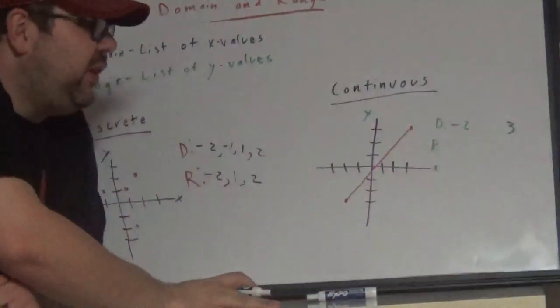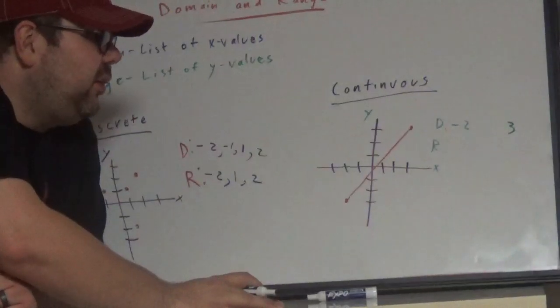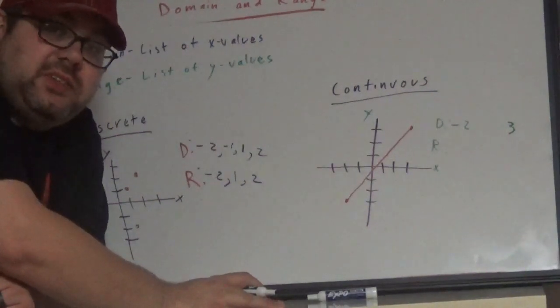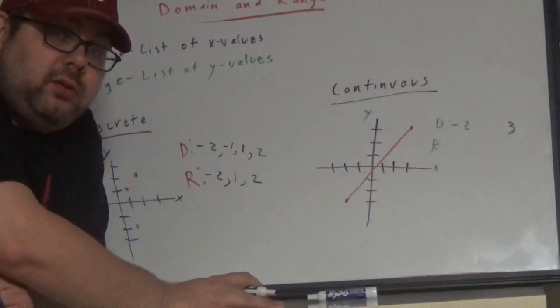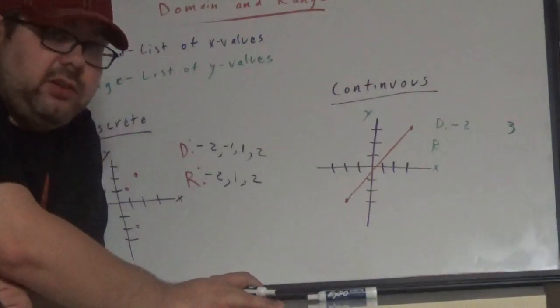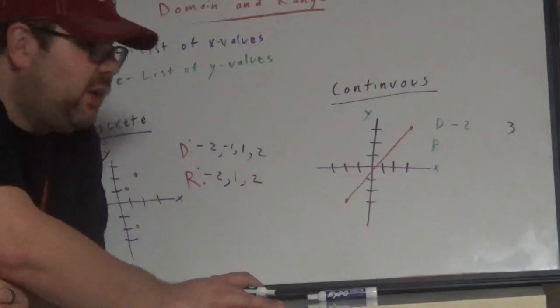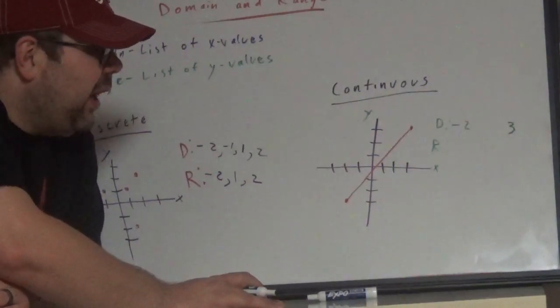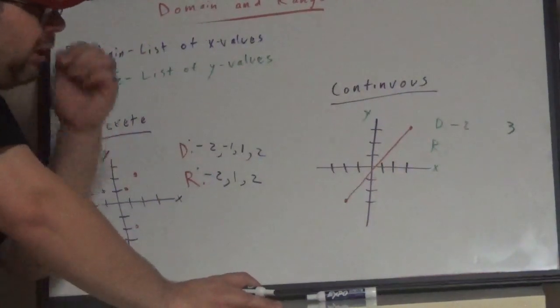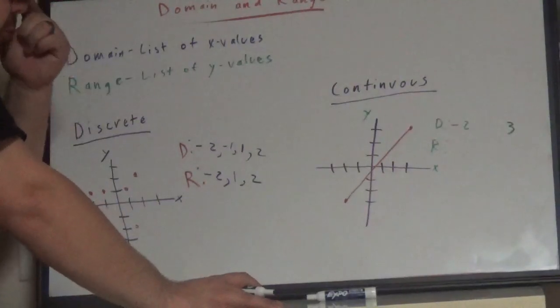But there's an issue here. What other points do we have? It's a line. It's a line segment, and the whole area between negative 2 and 3 is covered by this line. It's all represented. It's all part of our domain.